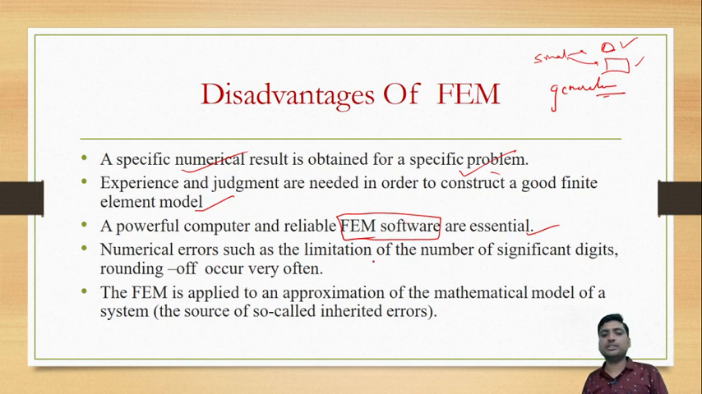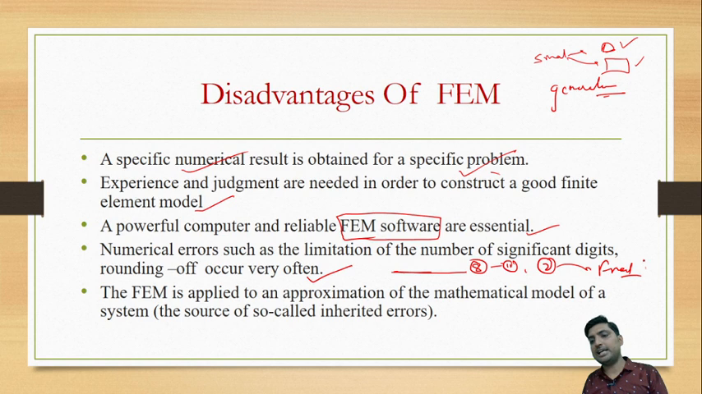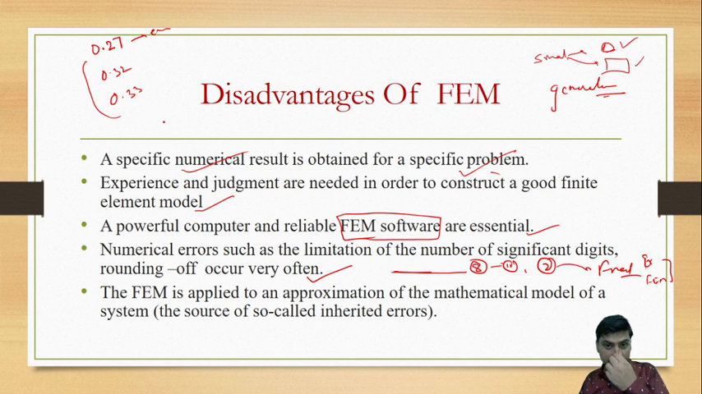Numerical errors such as limitations on the number of significant digits, and rounding off, occur very often. In this, after the decimal, some 8 or 10 digits come, but we take only up to 2. So what will happen? It will affect the final result. The final result will be slightly different, and sometimes even more different, between the exact solution and the solution by FEM. Like if the exact solution is 0.27, using FEM you can get 0.3 to 0.33. That difference you get due to rounding off problems and all.